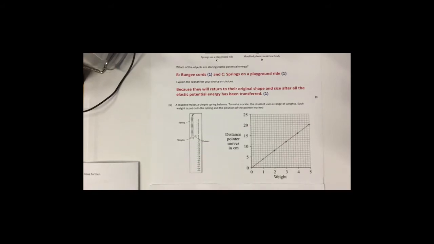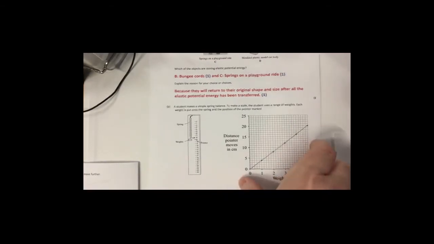Now I've put the graph next to the spring in terms of the extension. We all got that? So you've got the graph and the spring. Which one of the following is the unit of weight?